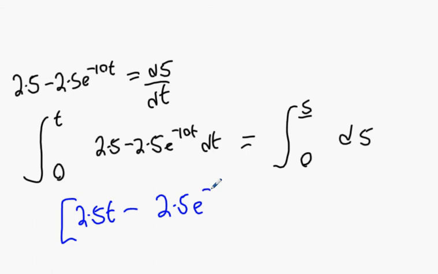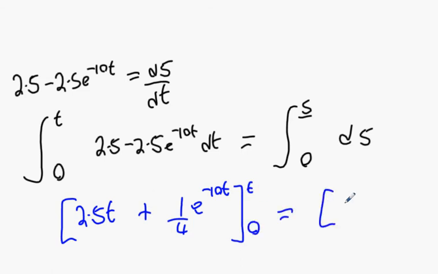The power remains the same, but then you have to divide by the derivative of the power, and all that will turn into what? Plus a quarter, isn't it? Okay, we'll take that. No bother there. Okay, t from 0 to t, and the other side is just s from 0 to s. Cool with that? What now?